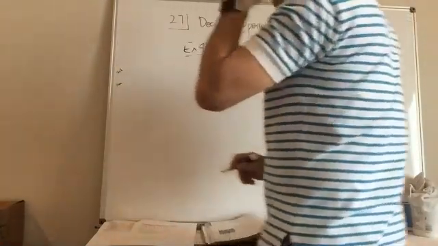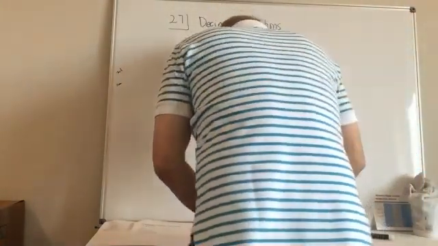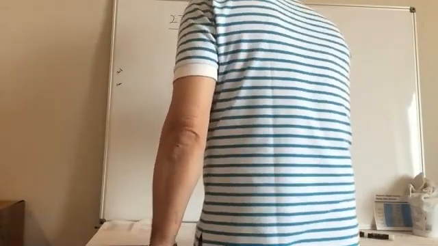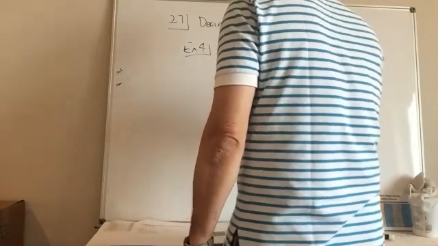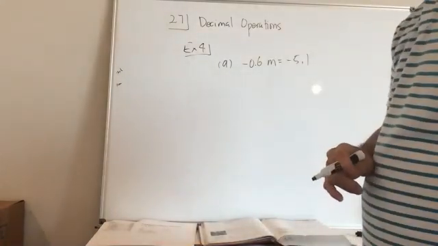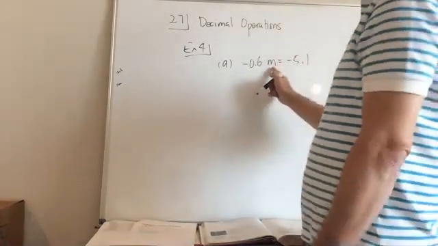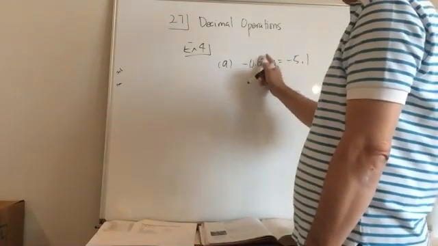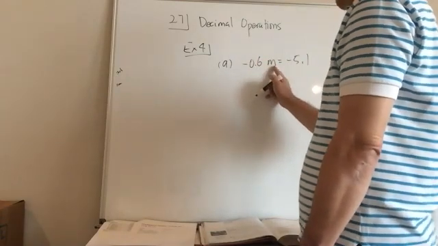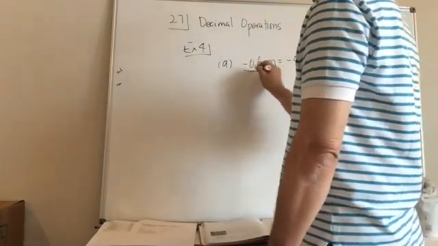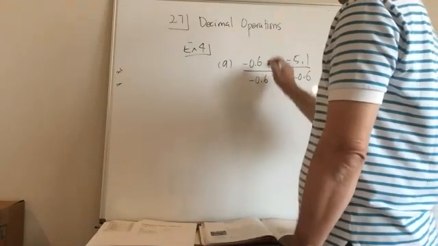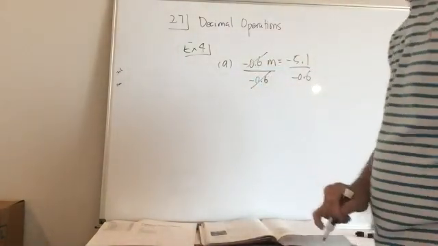Example number 4. Solve the equation A. I have negative 0.6m is equal to negative 5.1. Okay, so I want the m by itself. So I have a multiplication here, negative 0.6 times m. So I'm going to have to divide both sides by negative 0.6. Now the negative 0.6 and the negative 0.6 cancel out.